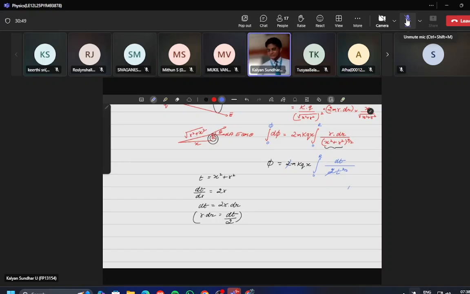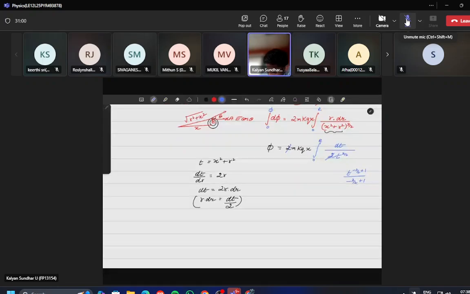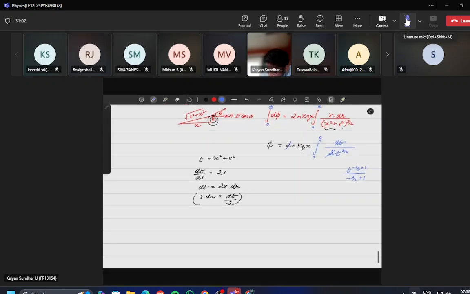Now what is the integration of this? t to the power minus 3 by 2 plus 1, over minus 3 by 2 plus 1. So this will be minus 2 here, and this will be t to the power minus 1 by 2. Correct? We can bring it down under root. So you will have the flux equal to minus 2 pi k q x times 1 by t to the power 1 by 2. Limits are from 0 to r.